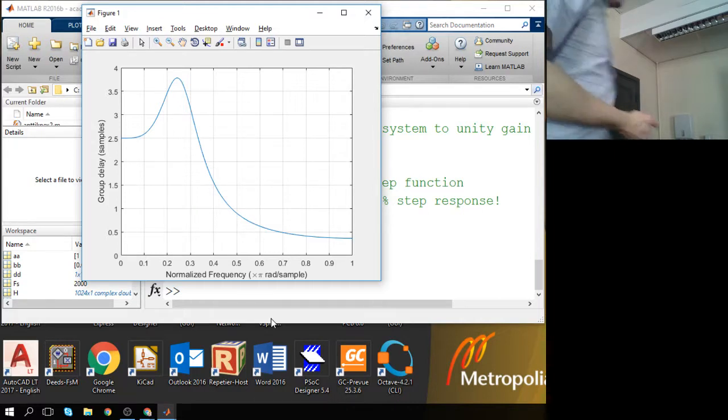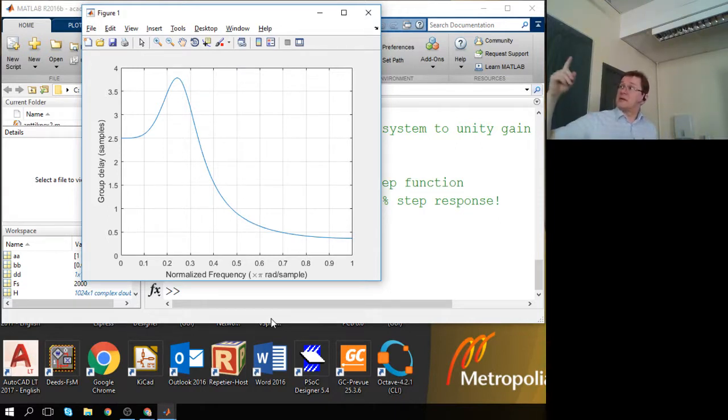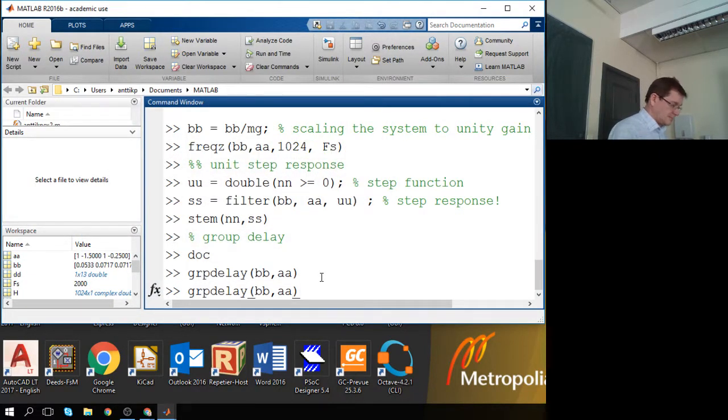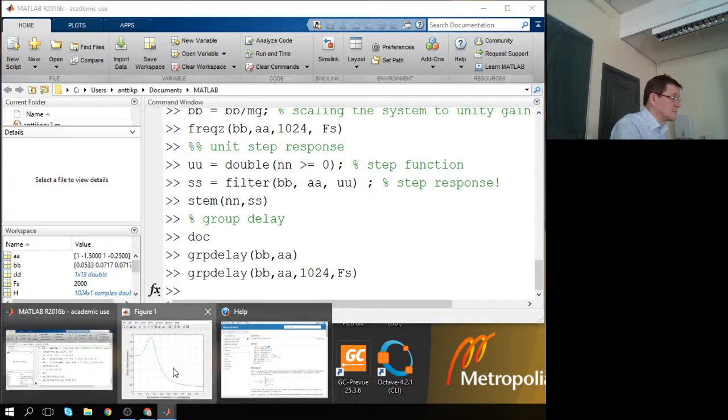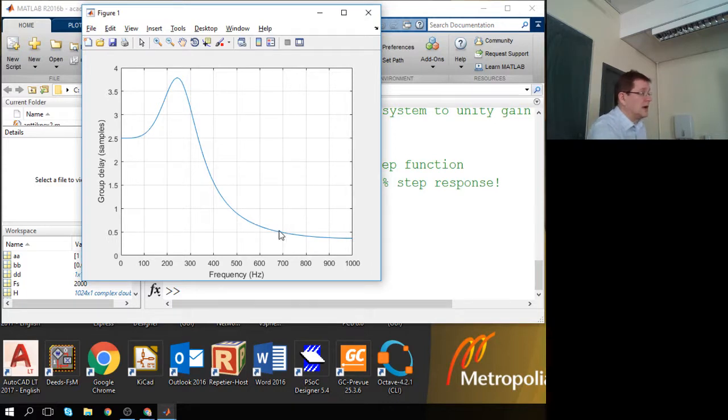We can also feed in the sample rate to get seconds and hertz. So now it's a group delay. Oh, it's still in samples. That's great. I would actually put the seconds there. Okay, that's about 1.25 milliseconds here.